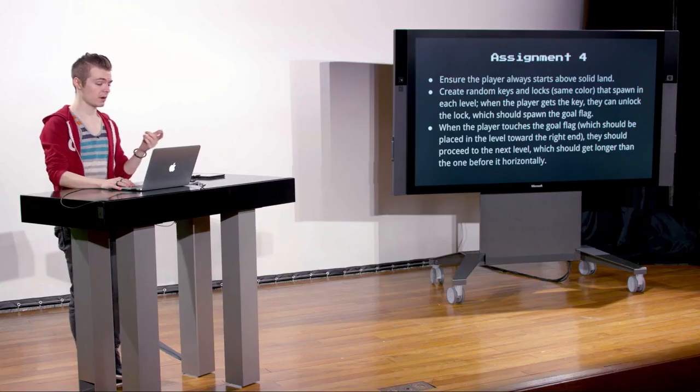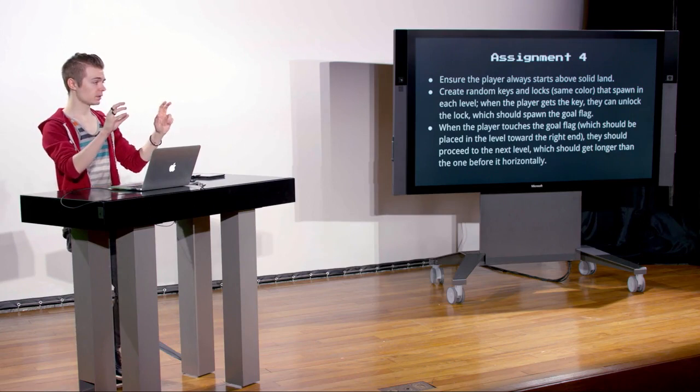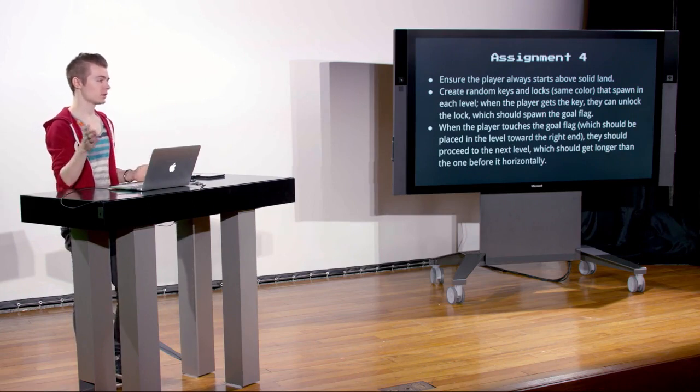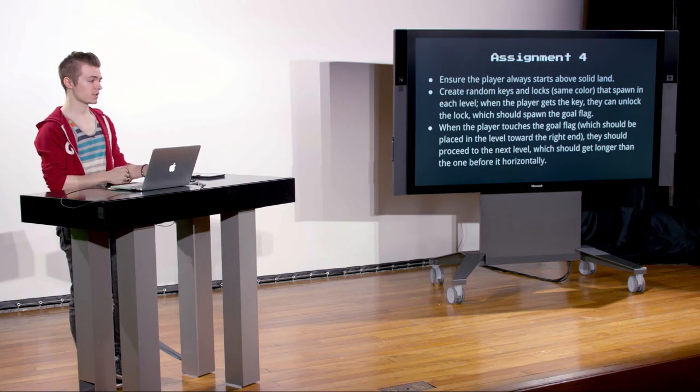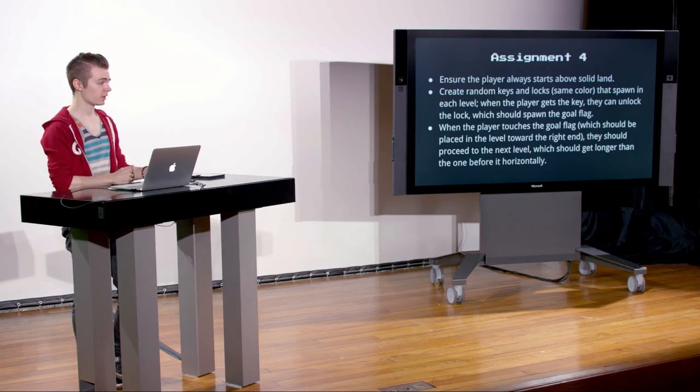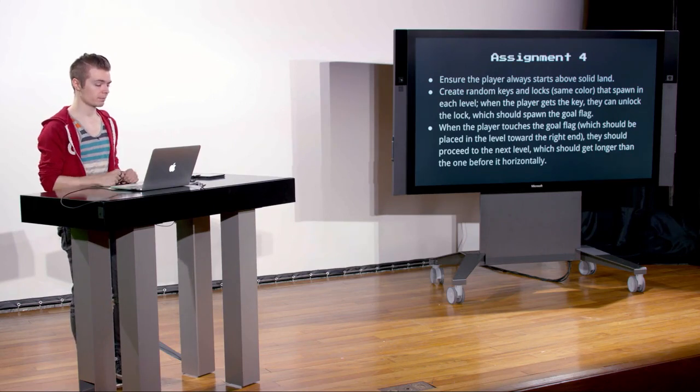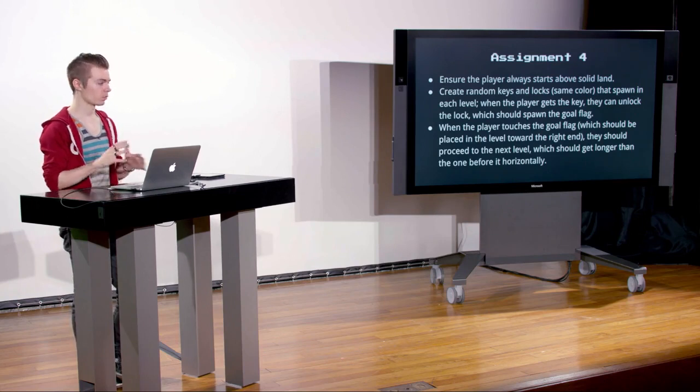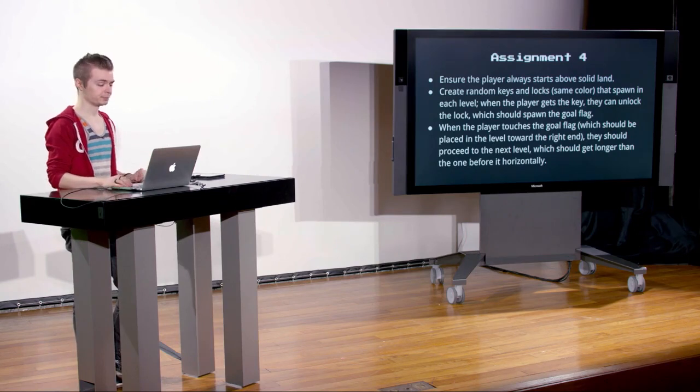I think that's pretty much everything. We're running out of time here, but like I said, one more time, make sure the player starts above solid land, random color, key, and lock, and then make sure that when you get the key, you can unlock the lock, and that spawns the goal. So this is all something you can just add to your level maker class, and it'll all work with your game level that way. And then when you touch the goal flag, then respawn the level.